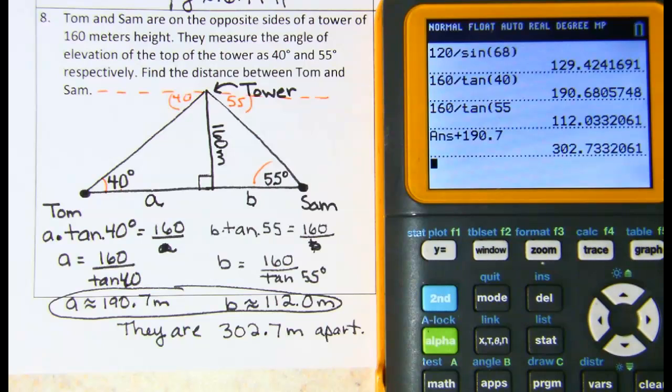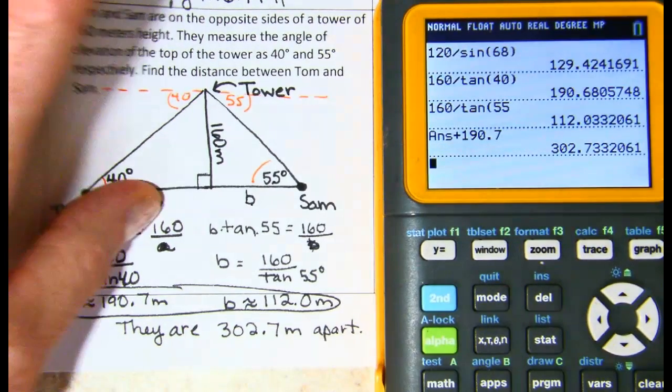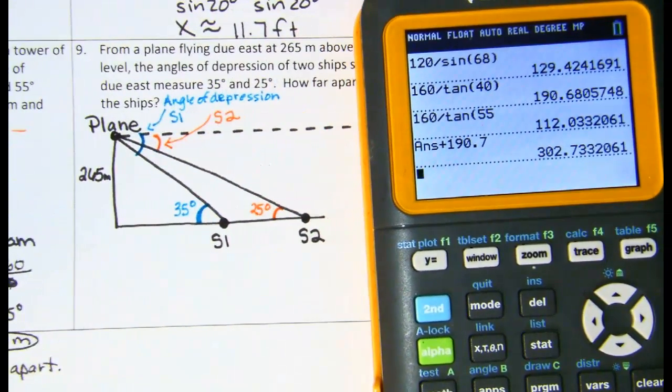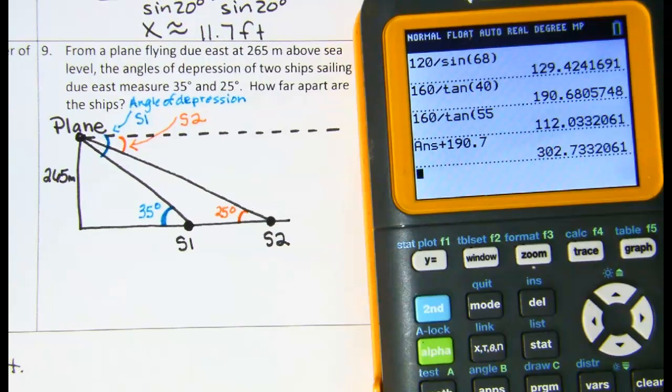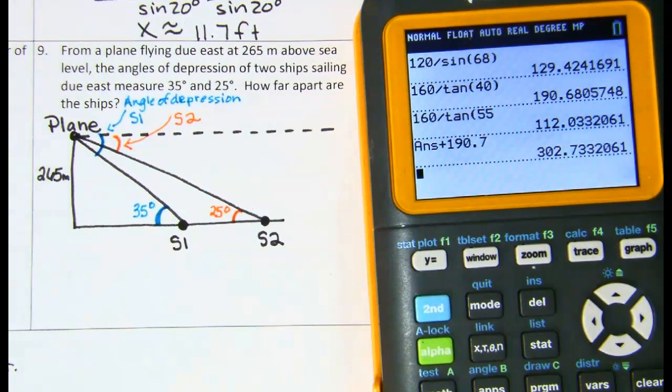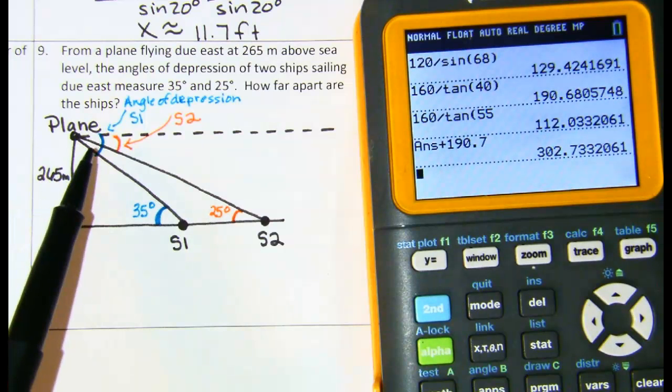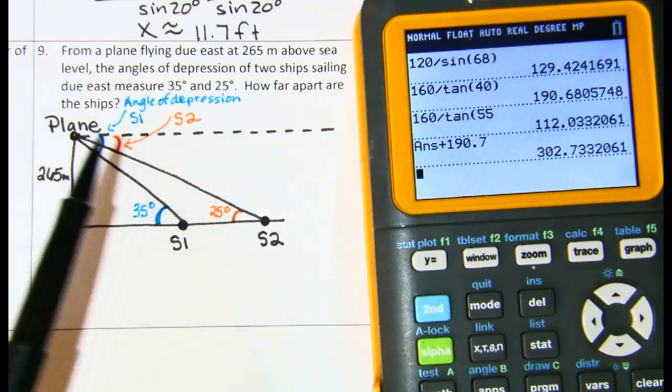Now, moving on to question number 9. This picture was a little bit more difficult to draw. It says, from a plane flying due east at 265 meters above sea level, the angles of depression of two ships sailing due east measure 35 and 25. Now I have these color coded for you.